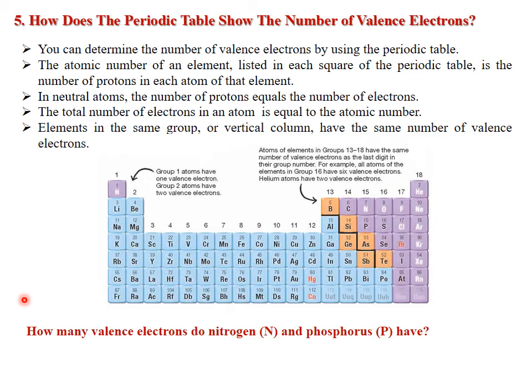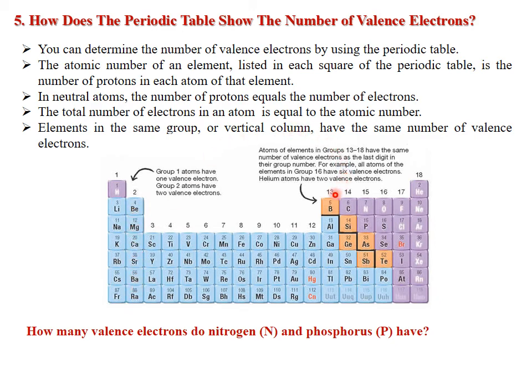Now, we have to know that elements in the same group or vertical column have the same number of valence electrons. And we can use the group number to find the number of valence electrons in groups 1, 2, and from group 13 till group 18. Let's look at this periodic table. Group 1 atoms have 1 valence electron, so all atoms of group 1 have 1 valence electron. Group 2 atoms have 2 valence electrons, so all the atoms of group 2 have 2 valence electrons.